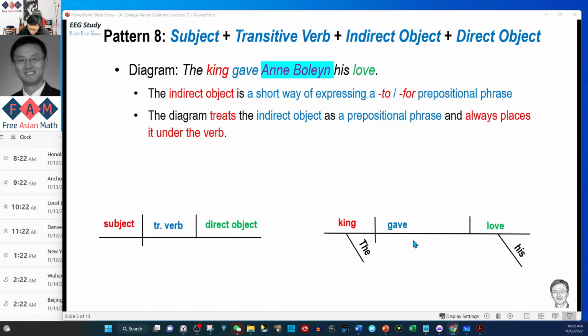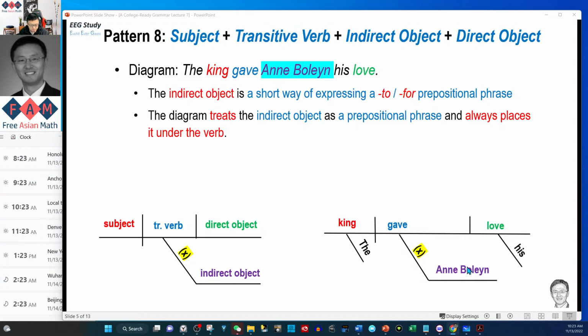So, how do we diagram this sentence? We still follow first: we have King gave his love. We know this is a direct object. We have this indirect object, but it appears between the verb and the direct object. How do we diagram it? We make it up something like this. We treat it as a prepositional phrase, but without the preposition. And typically we put something like this.